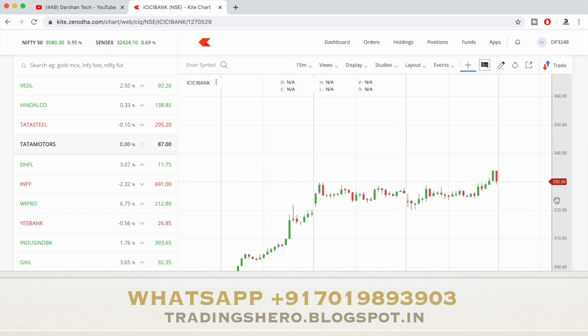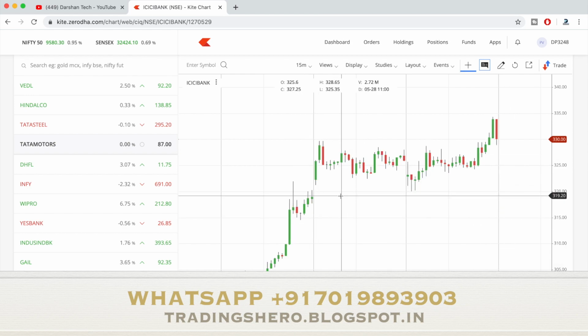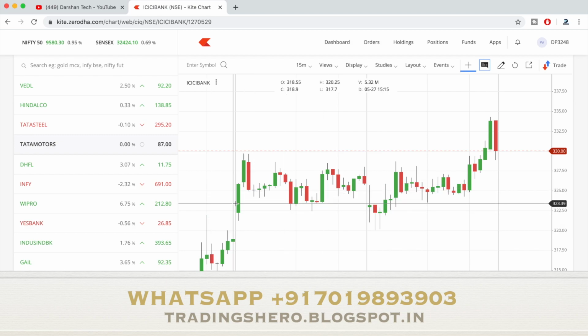Now this is the ICICI Bank chart that you're seeing here. As you guys can see, on this day, the 28th of May, there was not much movement as such. There was a bit of range bound movement. The stock was stuck a bit and was moving within that range itself, only a 1 or 2 rupee change. And on the 29th, it was moving in the same way, but later in the second part of the day, the stock broke out and gave a very good movement.